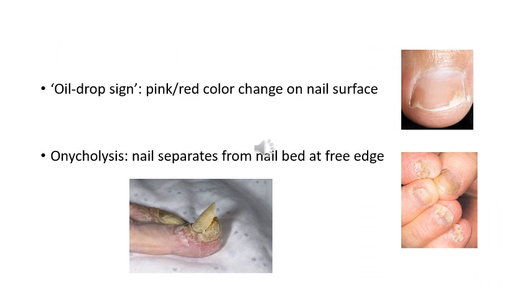Another sign seen in nail psoriasis is the oil drop sign. It is a pink or red color change in the nail surface, like an oil drop just fallen on the nail. You can see in the diagram. Then another is onycholysis. That means the nail gets separated from the nail bed. Lysis means destruction. Here there is destruction of the nail. The nail separates from the nail bed at the free edge. So all these are seen in nail psoriasis.